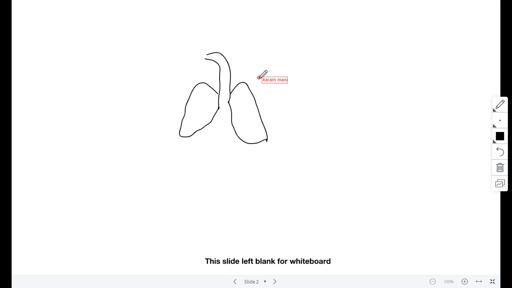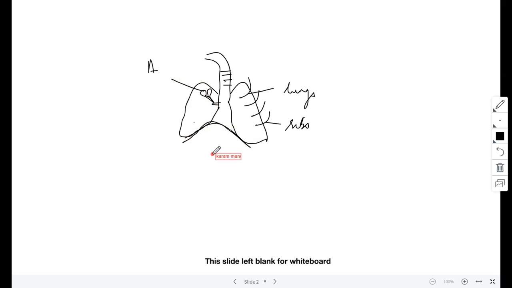So now we have these, the ribs, right? And these are the lungs, and we have this trachea, and we have this. Now you have to tell me what these are. Alveoli, and this lining here, what is it? We have covered it also. Diaphragm. Excellent.